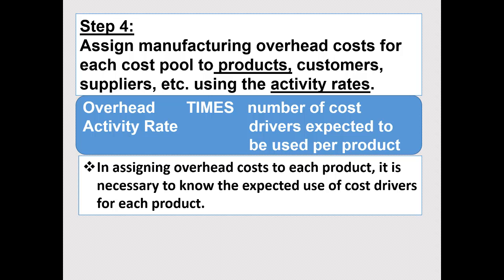And then in step 4, you will assign overhead costs to products, customers, or whatever cost object you're trying to cost out, and you'll take that overhead activity rate times the number of the cost driver expected. So you might take the purchasing activity rate times number of purchase orders and assign cost to a given product line or a given customer order. All right, so you will have to estimate this in order to make this effective, because you have to do this in advance so that you know what prices to charge. Is it expected to be a profitable product line or customer order?